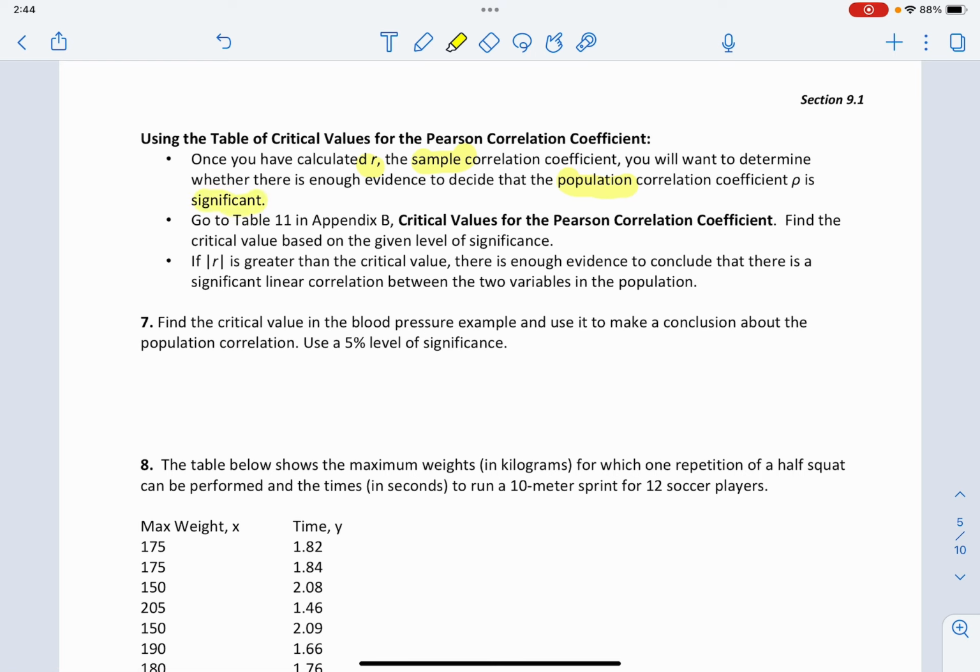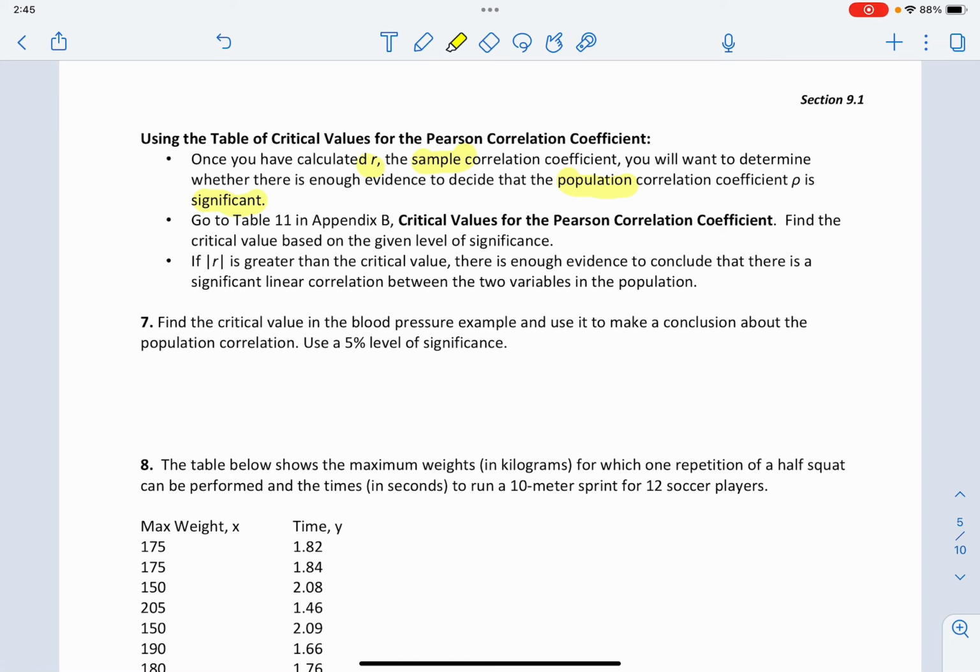And this is the one spot in our course where we can't use StatCrunch as an alternative. The information is only in a table, and I'll show you how to access that table shortly. So you're going to go to that table and find a critical value based off of a level of significance, and then you're going to compare that critical value to your R. So let's look at this example number 7.